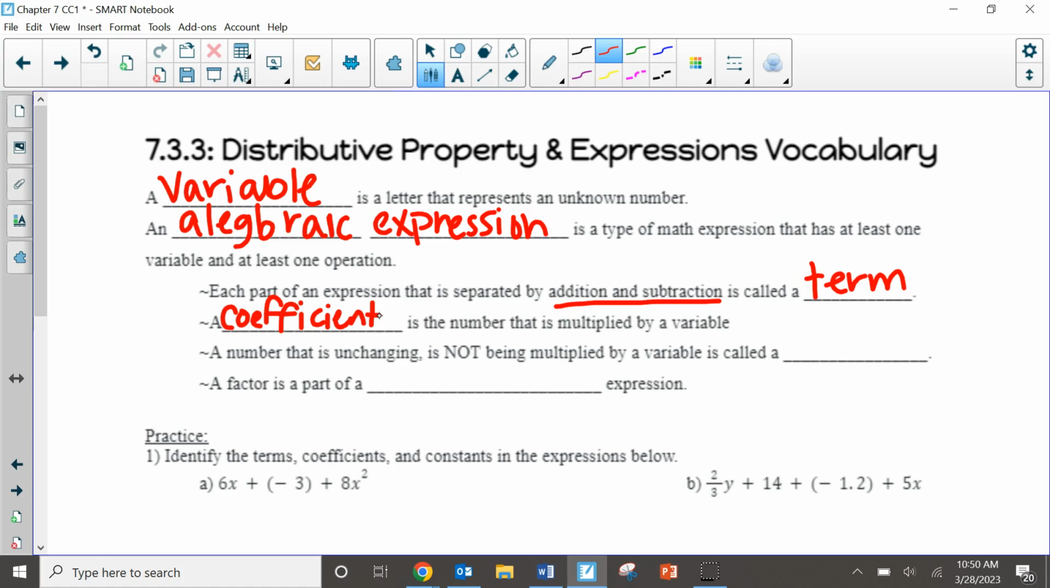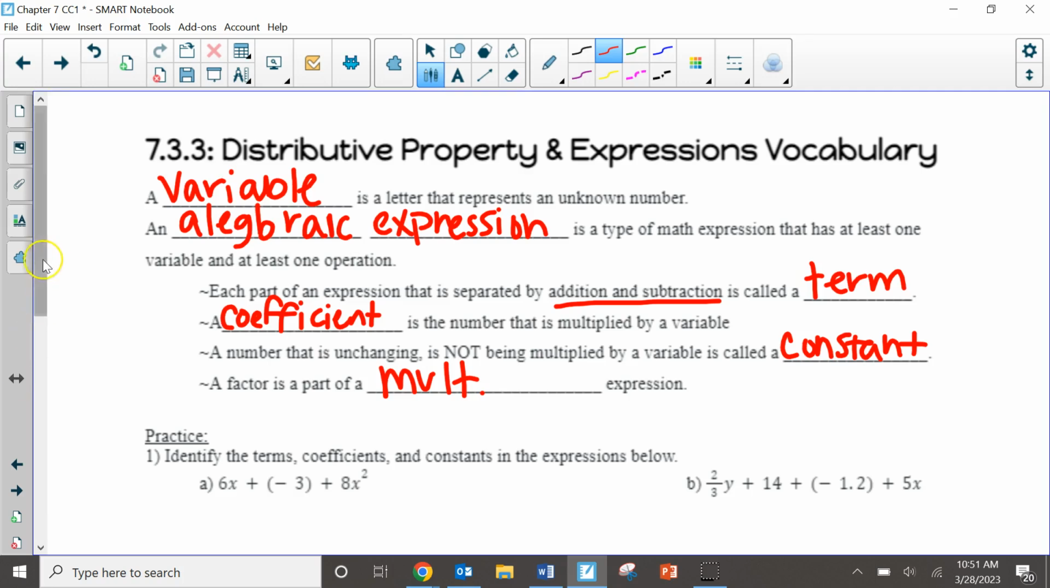A number that is unchanging is not being multiplied by the variable. That is called a constant. It does not change. No matter what we plug in for X, we're still adding that number or subtracting that number. It does not matter. And a factor is part of a multiplication expression. So remember, factors are what you multiply to get a product. So 2 times 3 equals 6. 2 and 3 are your factors.